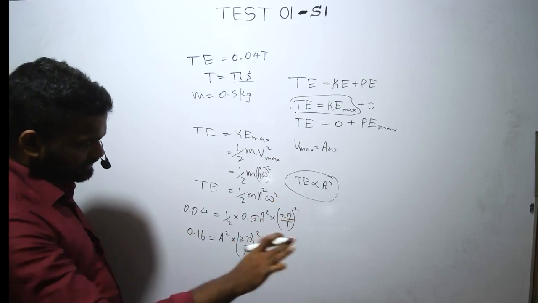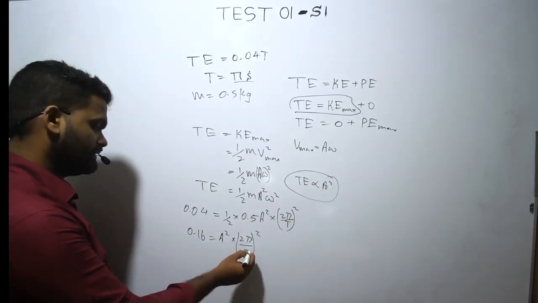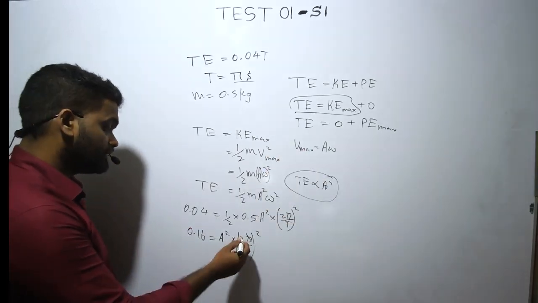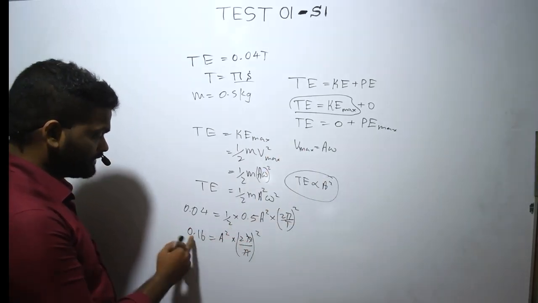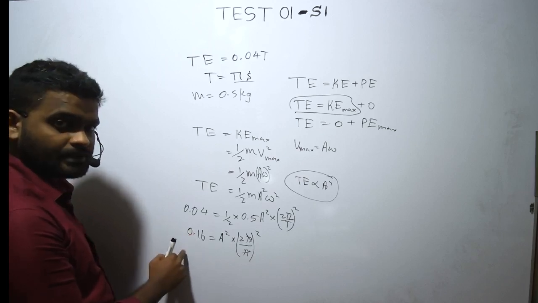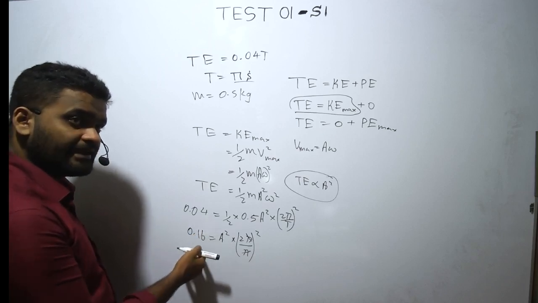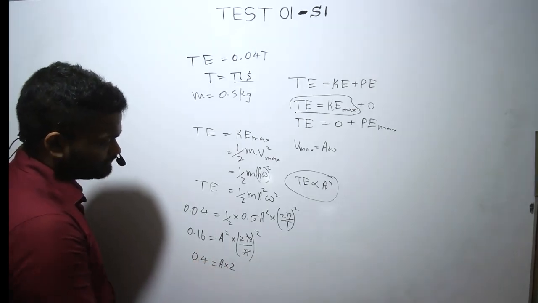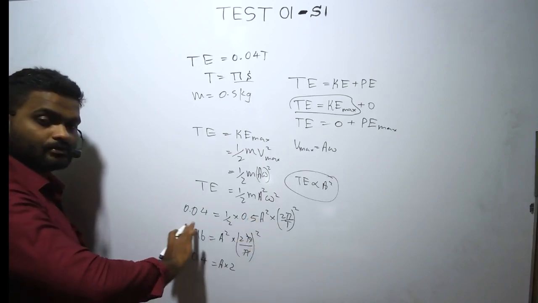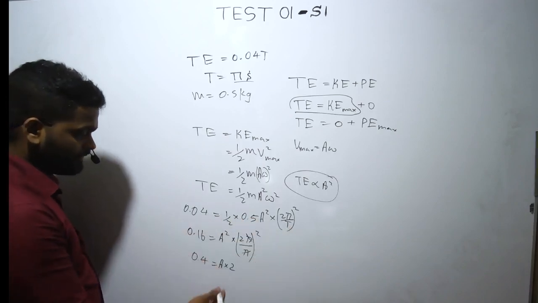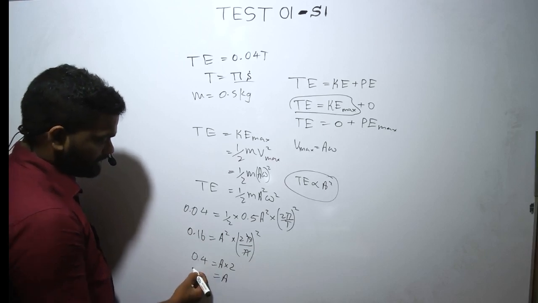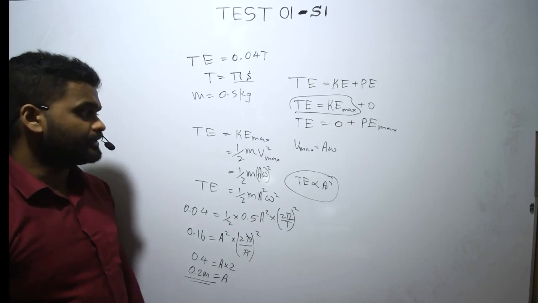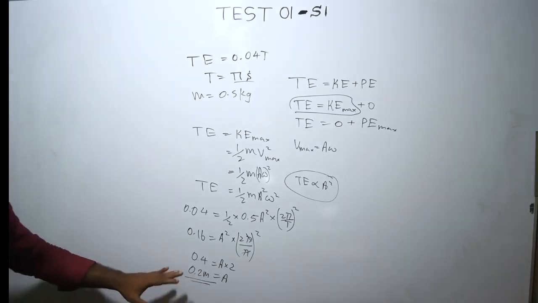Then if you want, take the root of the whole thing. There are other ways you can do any methods of simplification. So take the root. 0.16 means 16 over 100. When you take the root, it becomes 4 over 10. So it is 0.4. A times 2. I took the root of the whole thing. Right? Then A is equal to what? Divide by 2, 0.2 meters. Right? 0.2 meters, that is the amplitude of this simple harmonic motion.